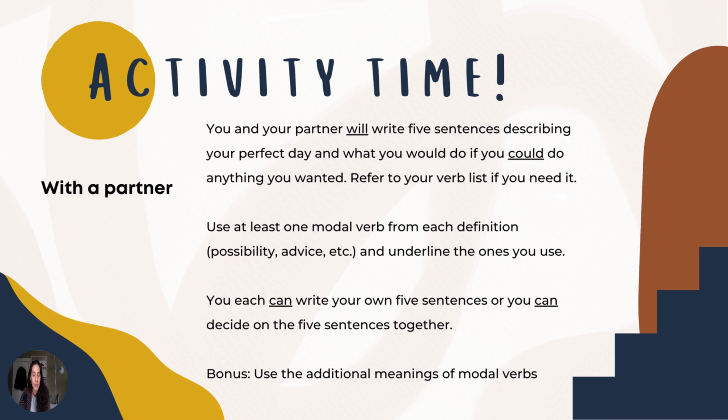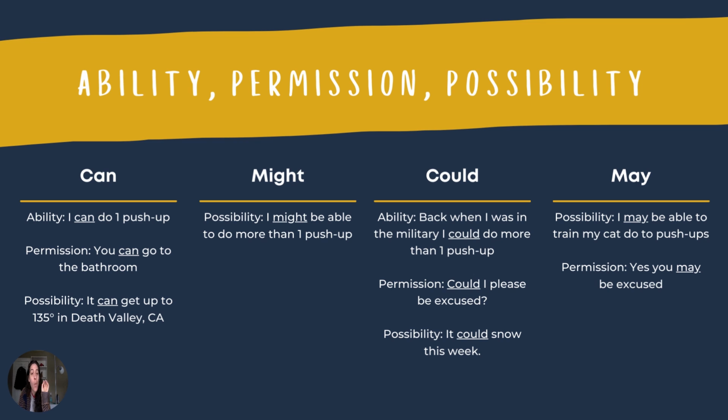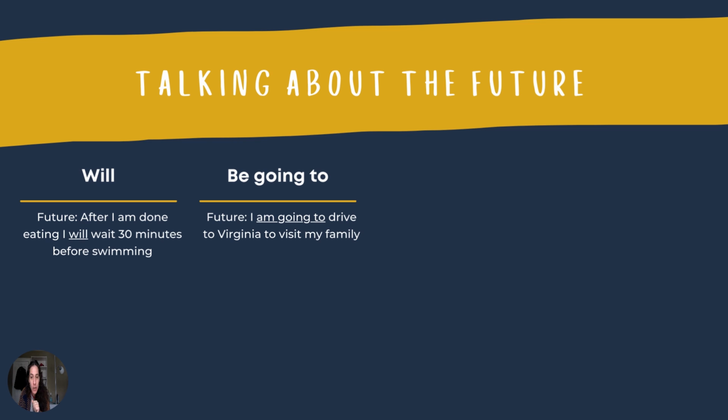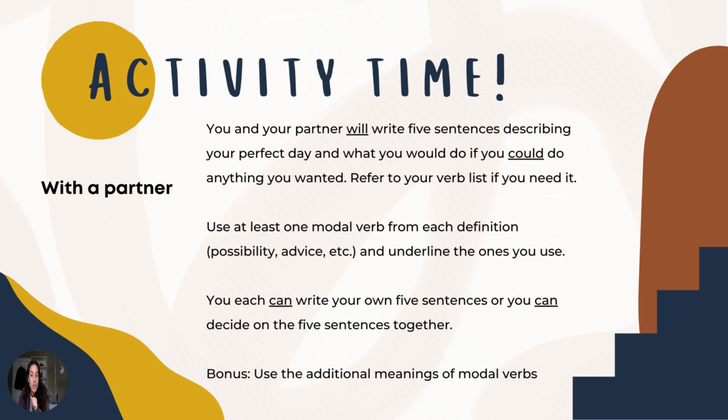That's also an option. All I ask is that you use at least one modal verb from each of the 3 groups. So one modal verb from this group, one modal verb from this group, and one modal verb from this group. And then you're going to underline each modal verb. Of course, you can write more, you can use more, that's up to you.